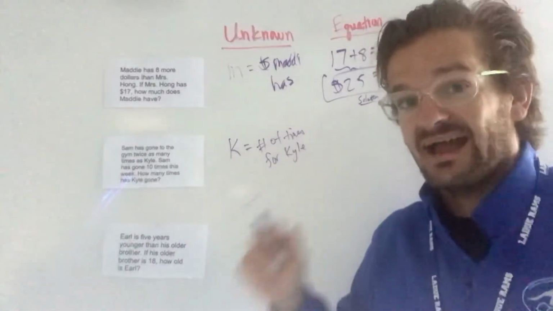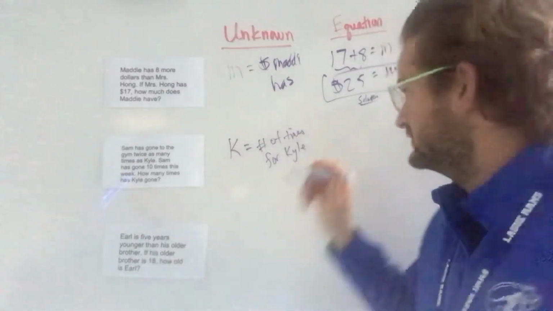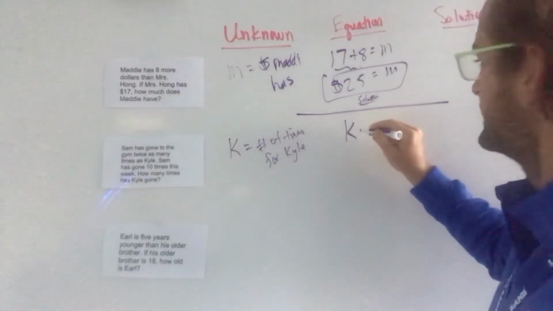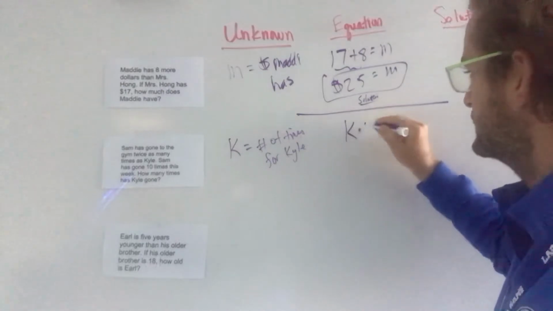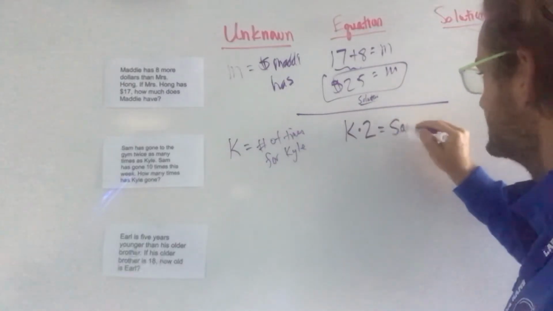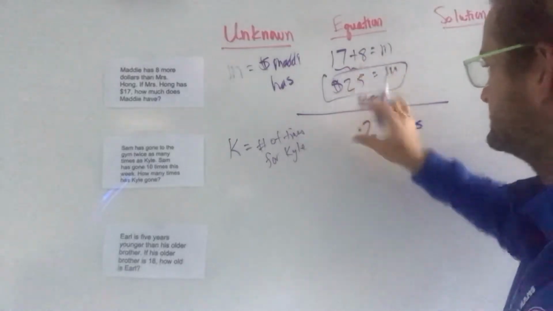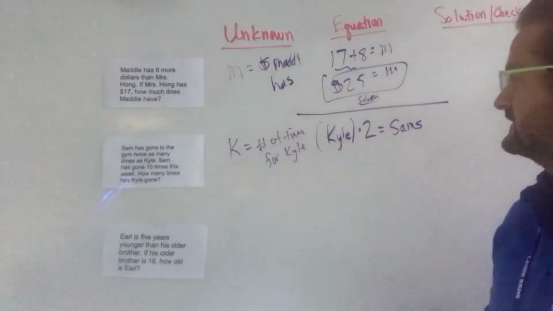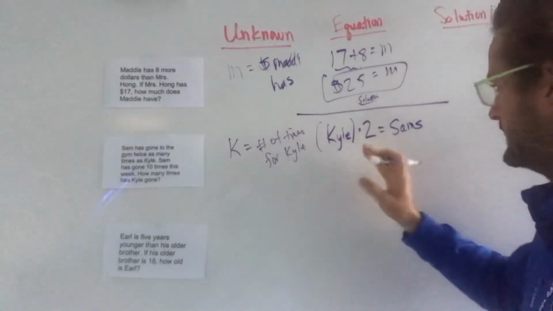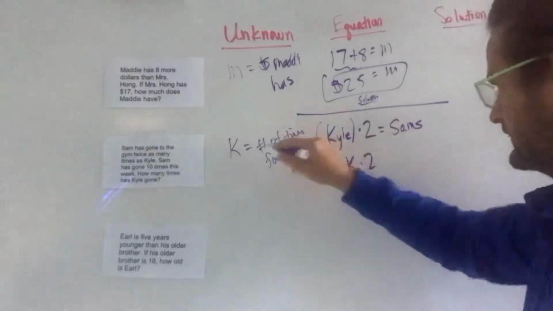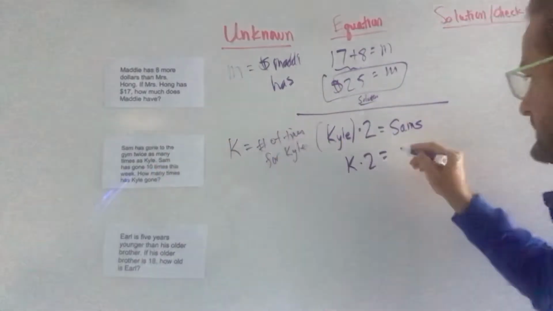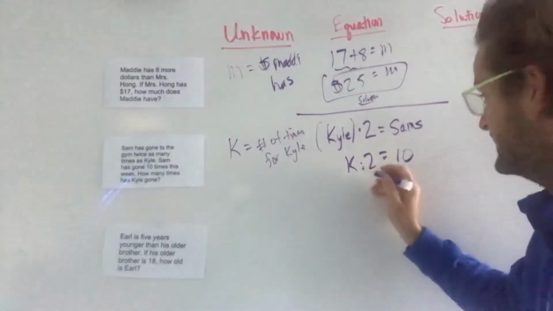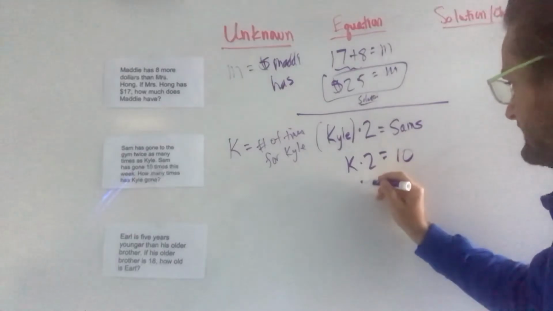Sam has gone twice as many times as Kyle. So if we know how many times Kyle's gone, then we can multiply that by 2. Kyle went K number of times. If we do K times 2, we're going to get Sam's. K was for Kyle, that was our variable. And then it says Sam went 10 times. So solving this out, thinking about what value we could substitute in for K here, K would be 5.